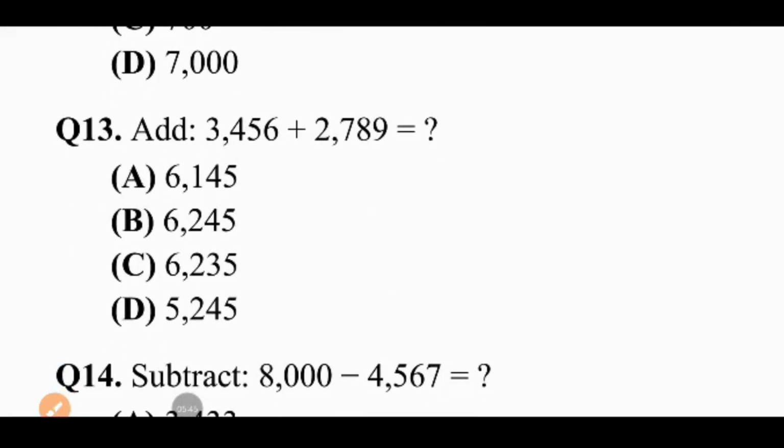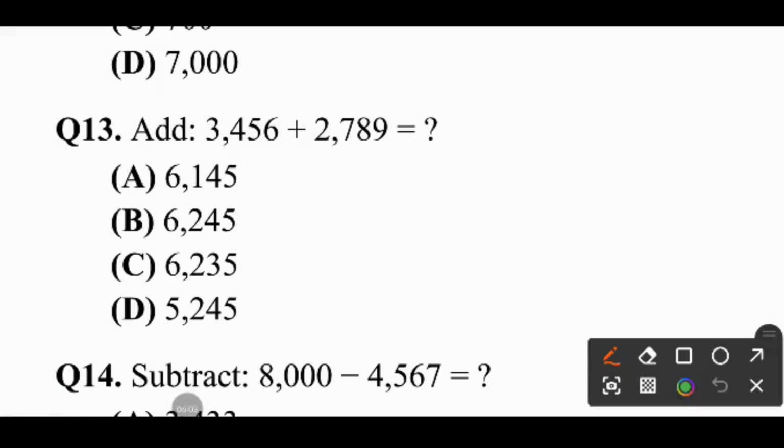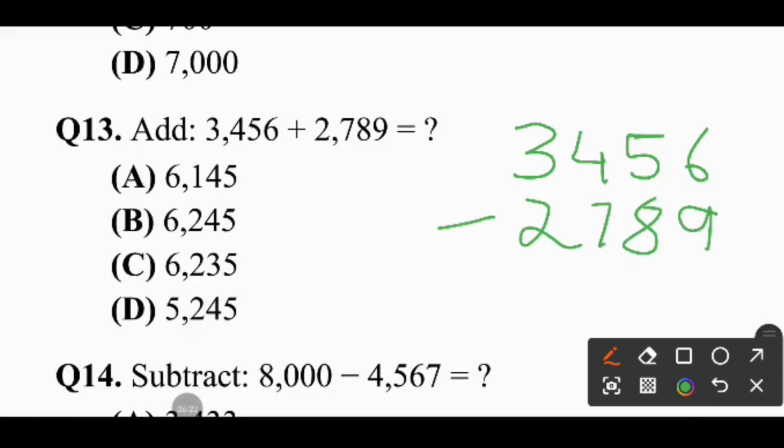Moving to question number 13. This is simple. I request you people to solve it and answer it in the comments. For others, if you are looking for an explanation, then let's do it. On adding 3456 plus 2789, how are we going to do it? We will write it in this way: 3456, 2789. We'll put the sign of plus.